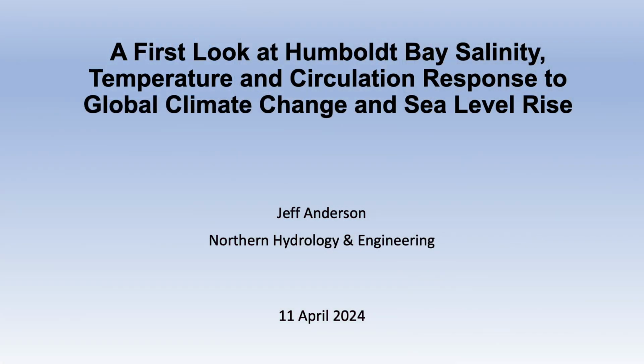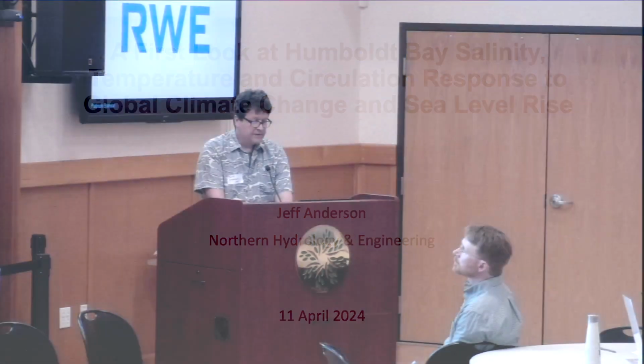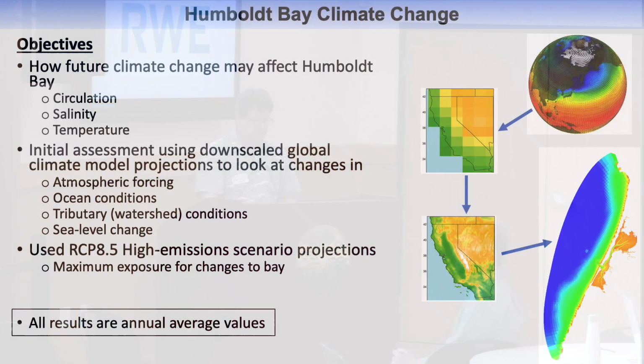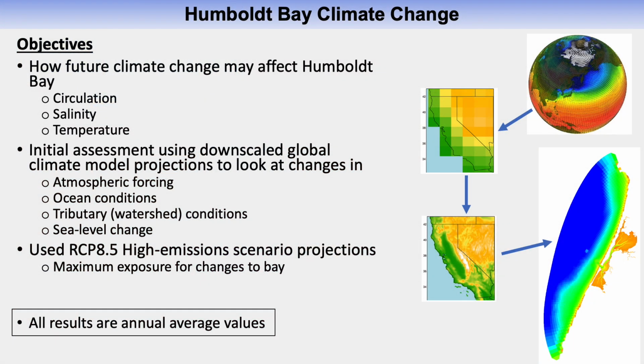Okay, as the title says, this is a first look at how future climate change may affect Humboldt Bay, and I'm specifically going to be looking at circulation patterns, salinity, and temperature. This is an initial assessment and my first time using downscaled global climate model projections to look at changes in atmospheric forcing, ocean and watershed conditions, and sea level change all together.